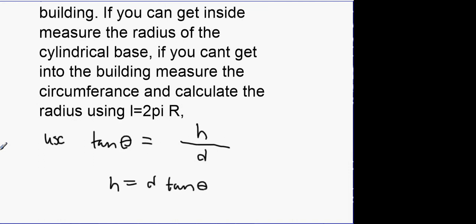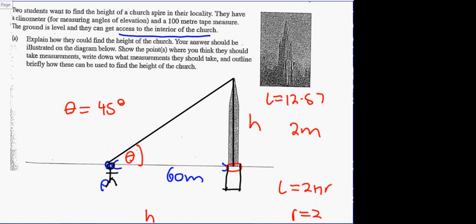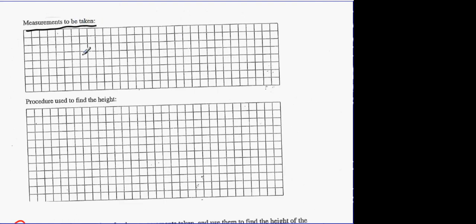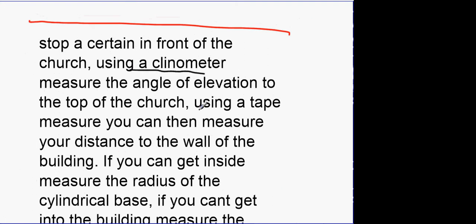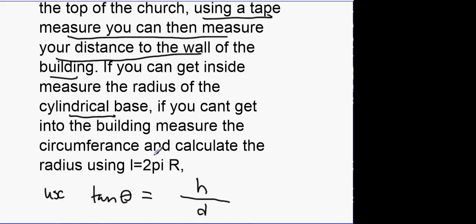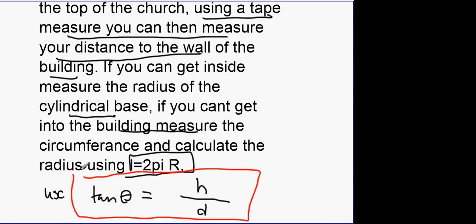Now, that is very difficult to do. I wrote down all the measurements we took, and I also told you the procedure. The procedure is the tan part. The measurements are the clinometer reading, using the measuring tape to measure the distance to the wall of the building, and then measuring the cylindrical base and finding the radius. Procedure would be using the circumference to find the radius, and using tan theta equals h over d is also procedure.